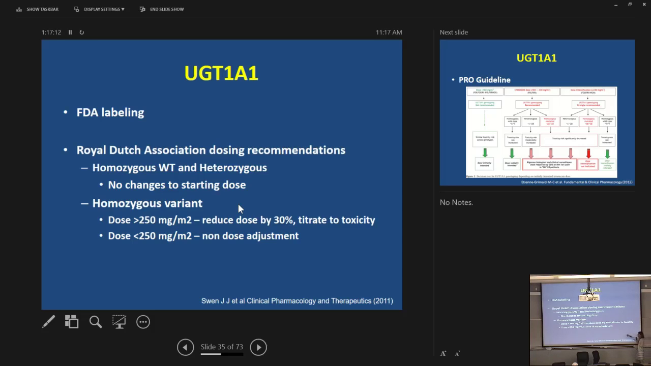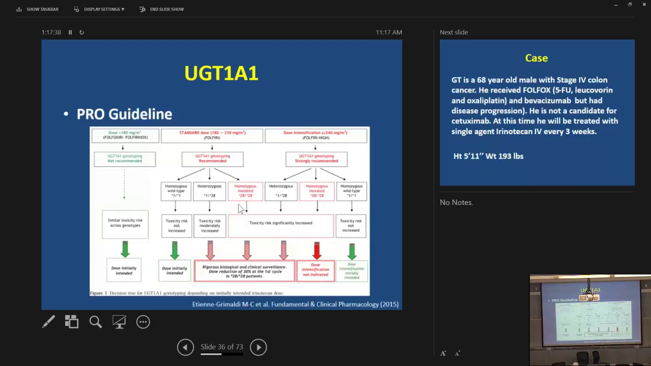And I'll tell you right now, these doses right here, this 250 milligrams per meter squared or greater than that, we rarely use those doses, only if we're using single agent irinotecan. Normally we don't give them because of the toxicity that we see. If it's less than 250 milligrams per meter squared, we won't make any dose adjustments. If it's more than that, we would reduce the dose by 30% and then titrate based on toxicity if we need to go up or down. Okay. There's also a group in France who kind of explored this a little bit more in detail, utilizing dosing that we would use with FOLFIRI or FOLFOX. Okay, so basically they kind of showed a similar thing.